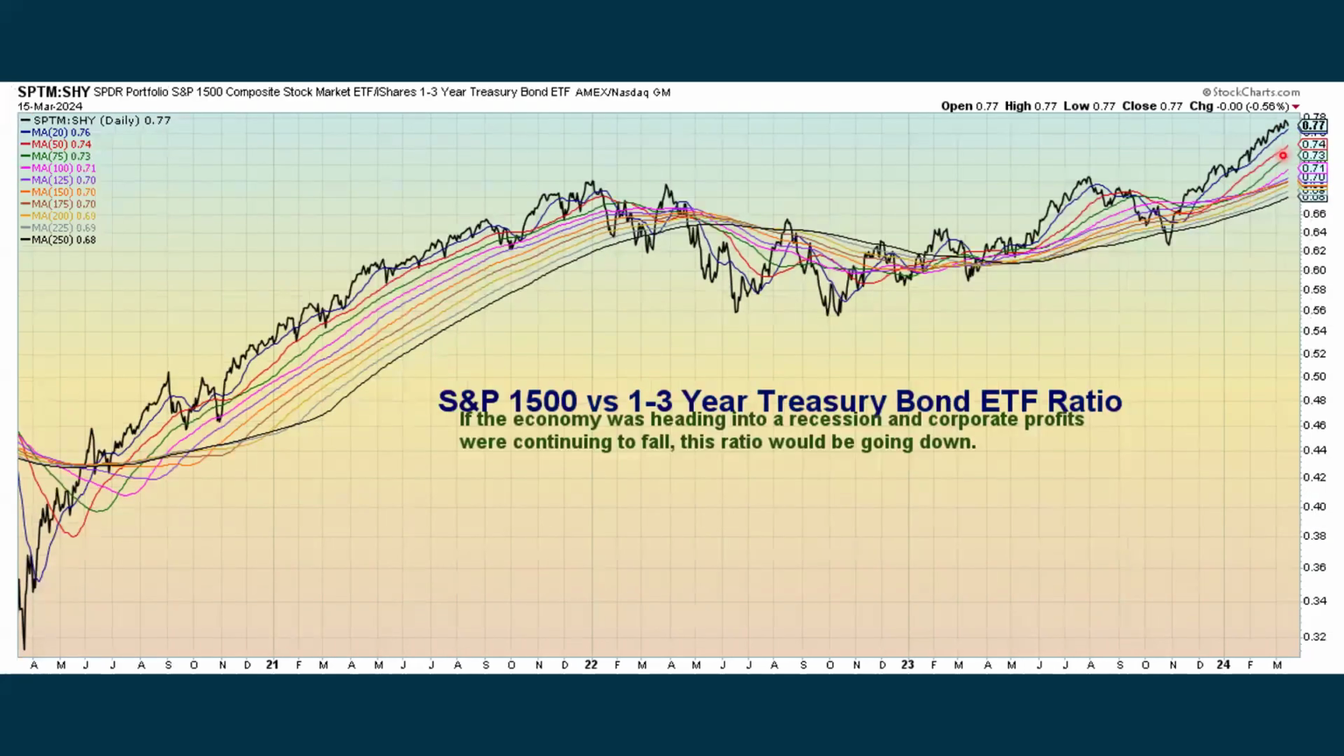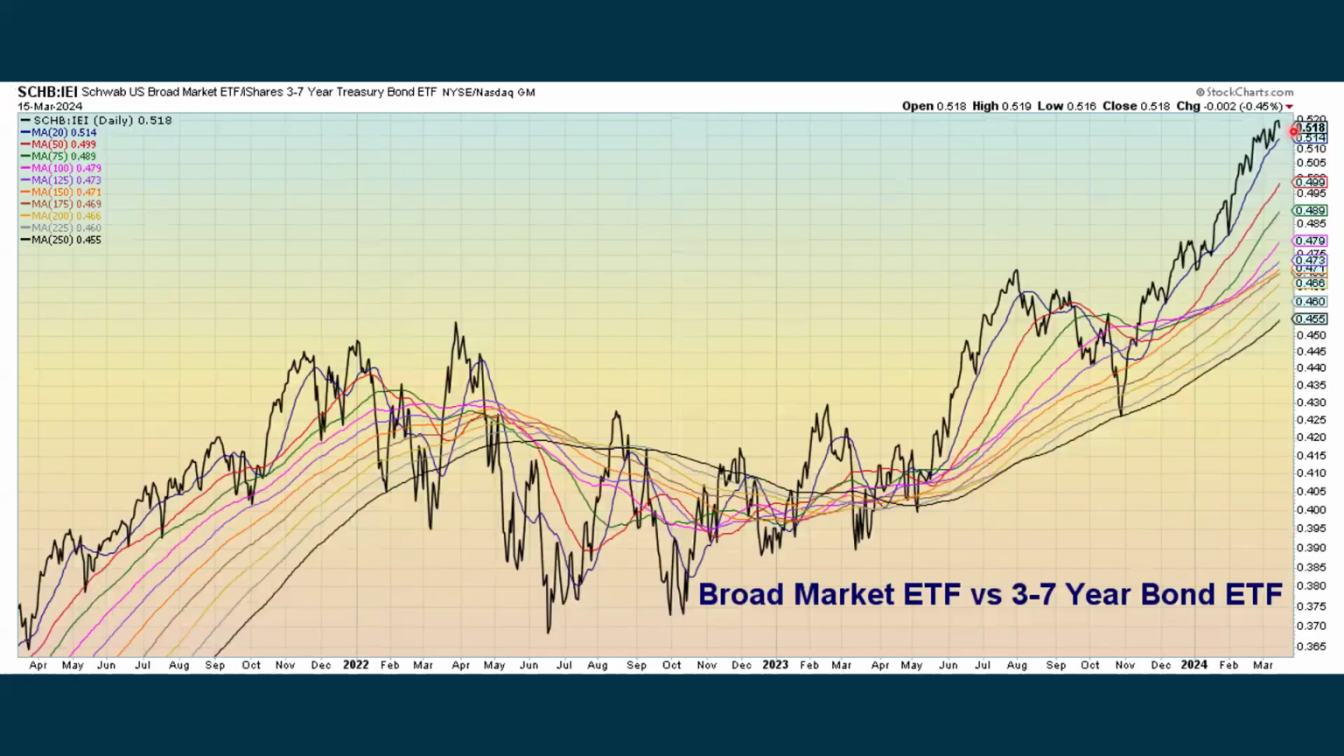We look at the S&P 1500. That's a broad market measure. We compare it with shorter-term bonds, also showing that stocks are outperforming bonds. This is the broad market, another measure across the market, and we look at further out bonds, showing that even though we're pulling back, this is a really solid uptrend, showing that even in the broad market sense, stocks are outperforming bonds.